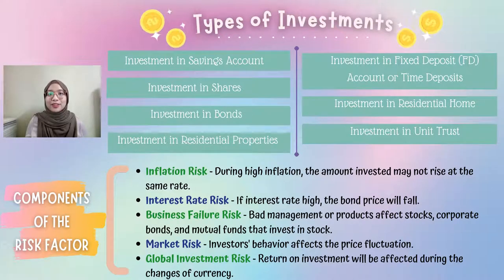Okay, now we move on to the components of the risk factor in which return on investment can be affected. First, inflation risk. During high inflation, the amount invested may not rise at the same rate. Second, interest rate risk. If interest rate is high, the bond price will fall. Third, business failure risk. Bad management of products will affect stocks, corporate bonds, and mutual funds that invest in stock. Fourth, market risk. Investors' behavior affects the price fluctuation. And fifth, global investment risk. The return on investment will be affected during changes of currency.